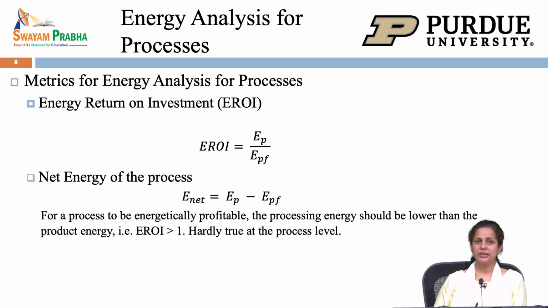We just calculate E_net = EP − EPF, which is basically how much additional energy, or the difference, that you get out of the input energy in the processing energy form. And of course, for a process to be energetically profitable, we want higher E_net and also higher EROI. But generally at the process level, we do not see EROI greater than 1, because there is a lot of dissipation of the energy and we do not get everything into the useful product.